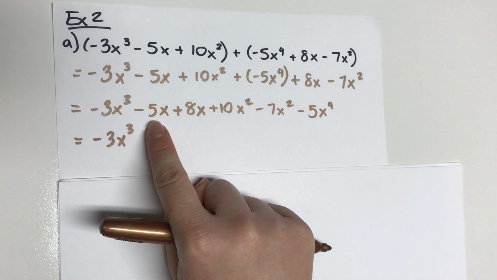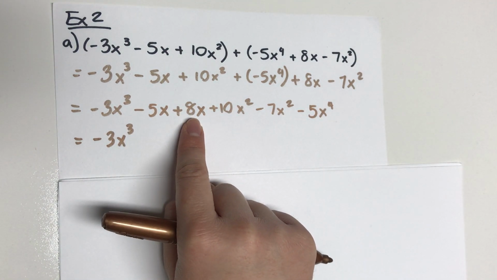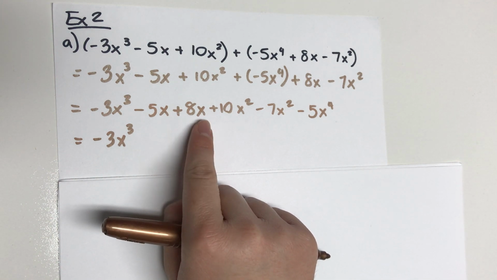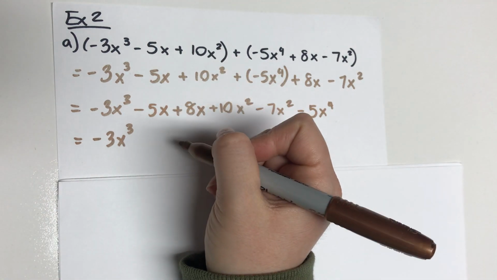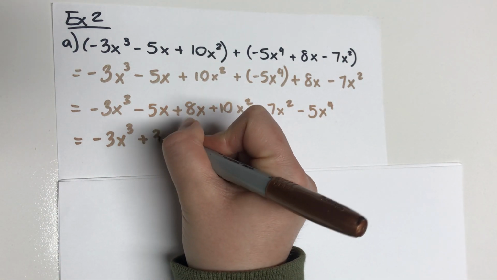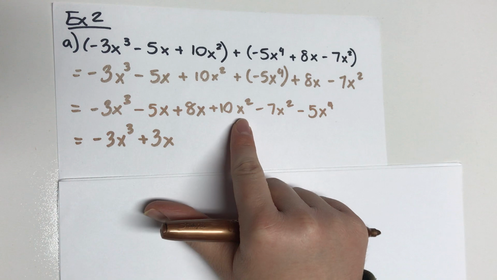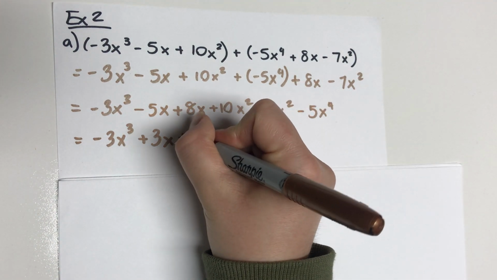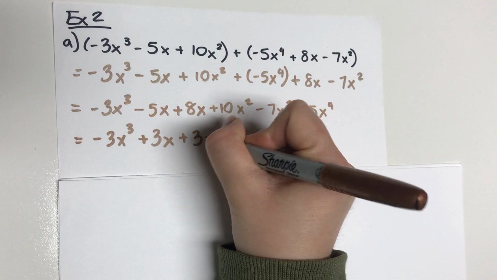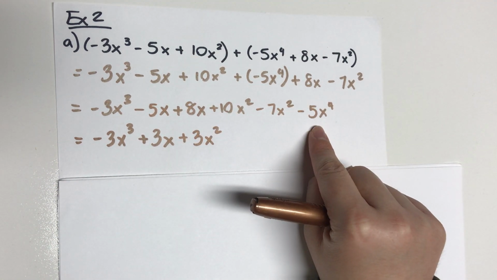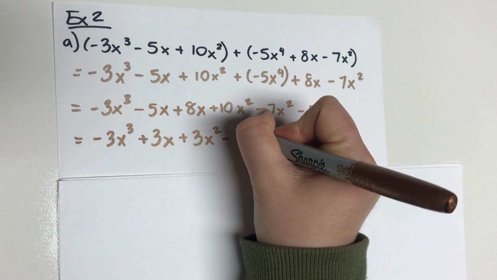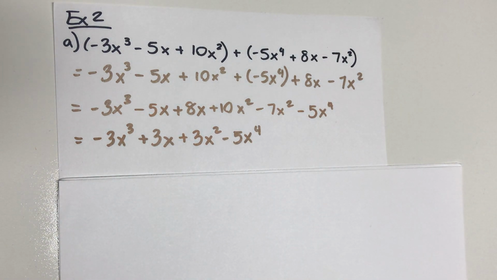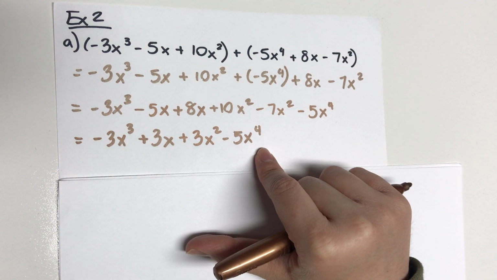Here I have negative 5 and positive 8, so it's just like adding and subtracting integers, and I keep the power and the exponent the same. So negative 5 plus 8 is positive 3x. Here are my two like terms. 10 minus 7 is 3, so it would be 3x squared. And this one doesn't have a like term, so it's negative 5x to the power of 4. All right, and that's it. I would take a final answer that looks like this.